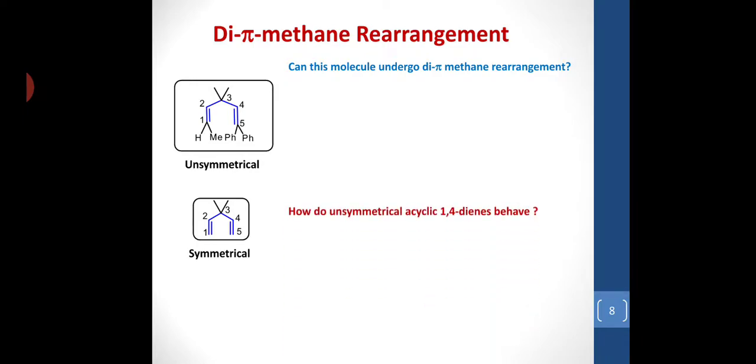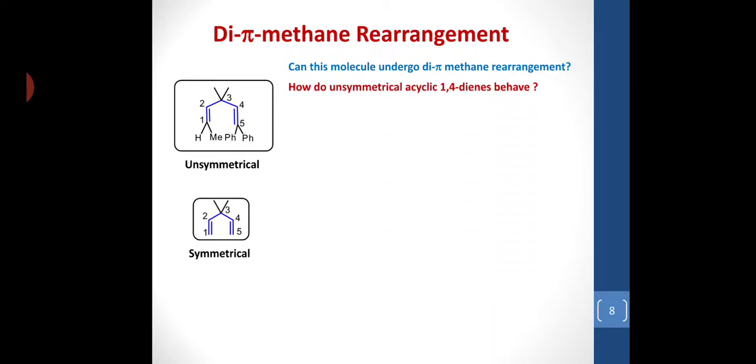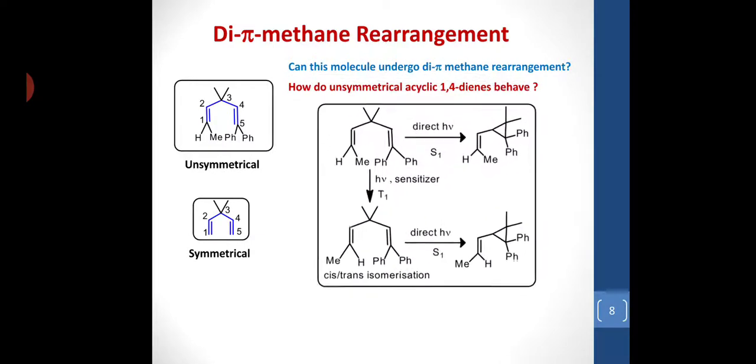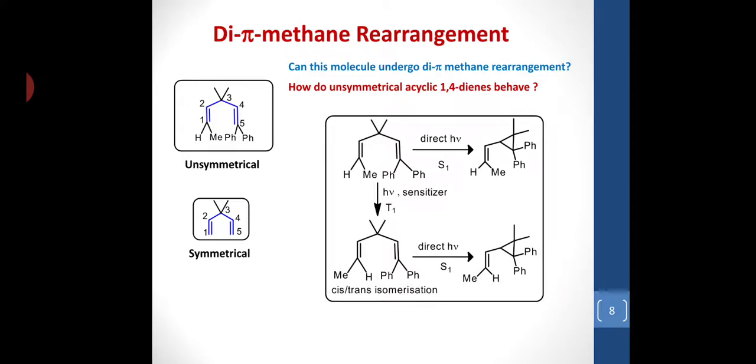How does an unsymmetrical 1,4-diene behave under this reaction condition? The first thing which you should remember here is that this is an acyclic compound. So, it undergoes di-pi-methane rearrangement by direct irradiation in the singlet state. In the presence of a sensitizer, that is, in the triplet state, it can only undergo cis-trans isomerization. And the isomerized product on direct irradiation can again undergo di-pi-methane rearrangement.